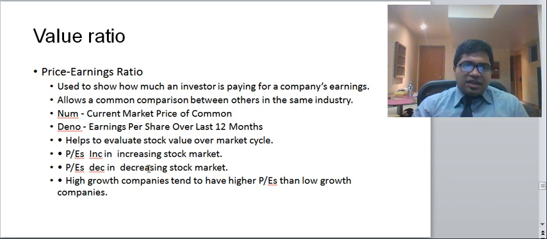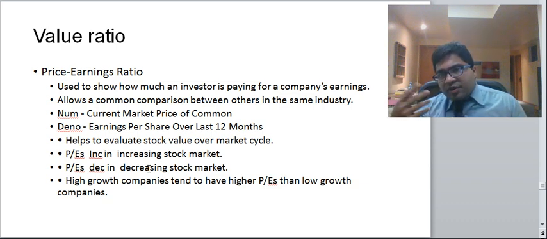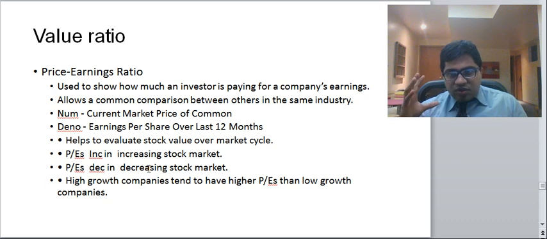Next is the price earnings ratio. It is used to show how much an investor is paying for a company's earnings, and allows a common comparison with others in the industry. In the numerator you have the current market price, and in the denominator you have earnings per share over the last 12 months. So the price earnings ratio is how much you are paying for $1 earned by the company. Now our objective as investors is to find good companies and pay less.